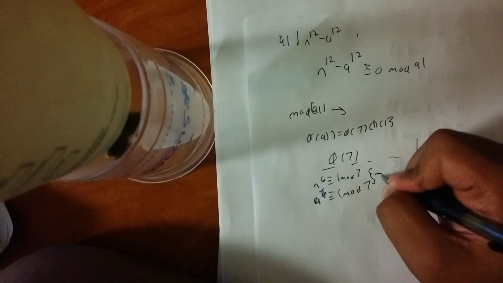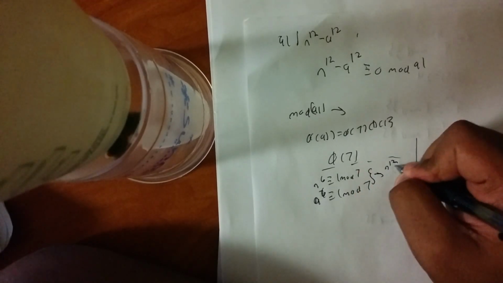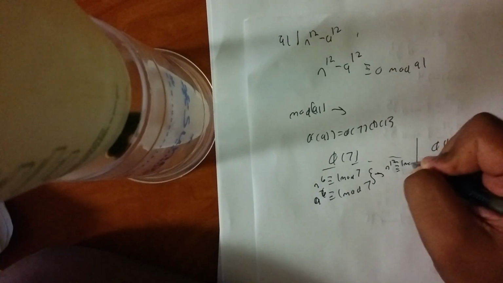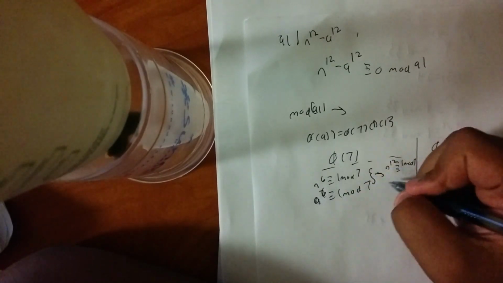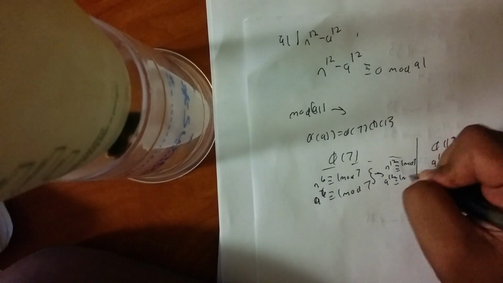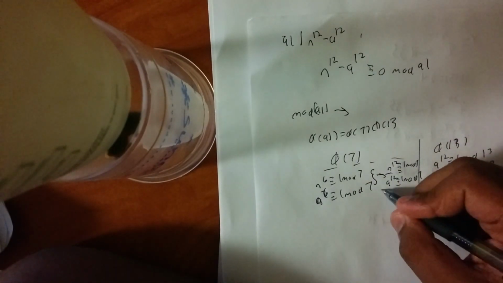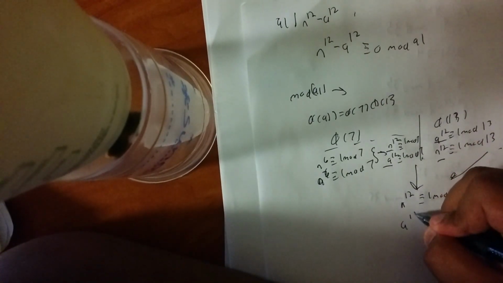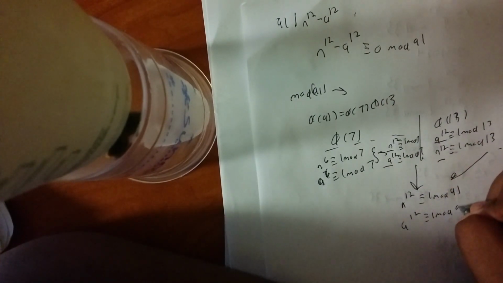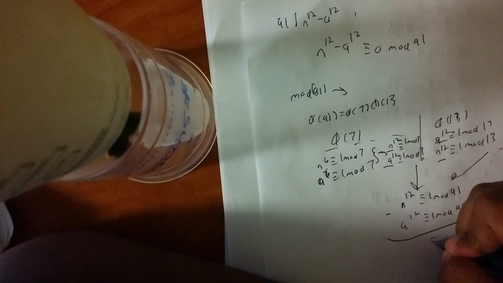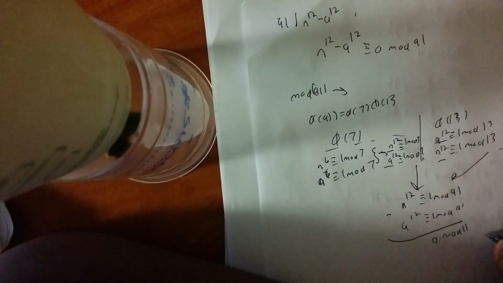So with the 7s, let's square each side. So n to the 12th is 1 mod 7. With a, we can say that a to the 12th is congruent to 1 mod 7. Now notice that we have the same exponents here, n to the 12th and a to the 12th. So now with these mods, I can combine them as follows. Then n to the 12th is congruent to 1 mod 91, and a to the 12th is congruent to 1 mod 91. And therefore the difference is going to be 0 mod 91.